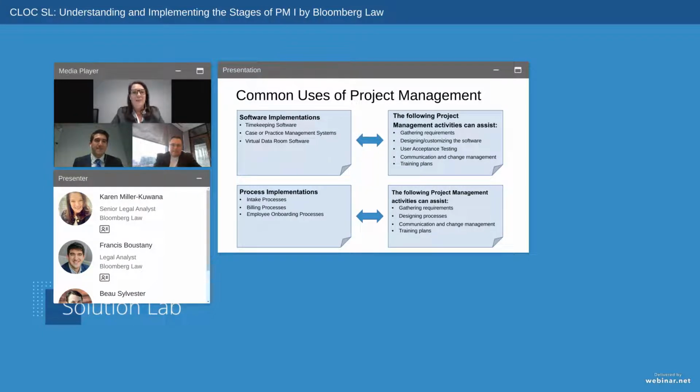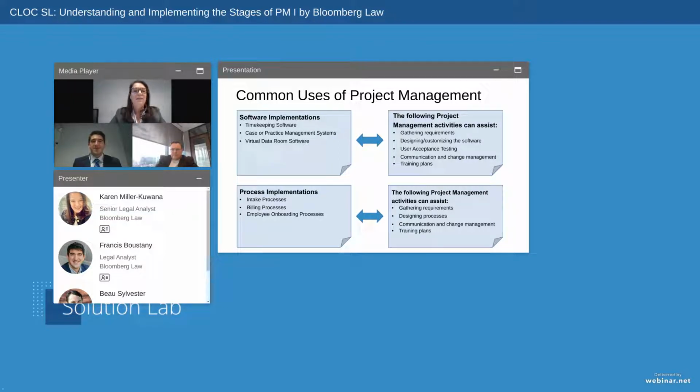Thanks, Francis and Bo. I think that this discussion about the CLOC Core 12 is a perfect lead-in to the discussion of common uses for project management, because as Bo just described, project management principles can be useful to most, if not all, of the functional areas in the legal field. And I think it can be particularly useful if you're working in some of these areas that might overlap with other business units in the organization.